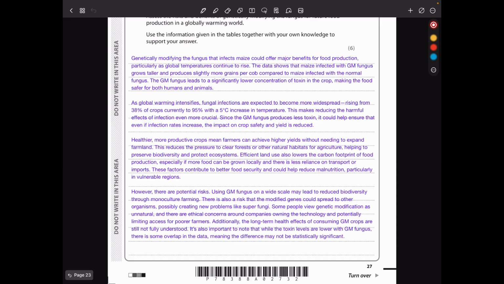Some people view genetic modification as unnatural, and there are ethical concerns around companies owning the technology and potentially limiting access to poor farmers. Additionally, the long-term health effects of consuming GM crops are still not fully understood. It's also important to note that while the toxin levels are lower with GM fungus, there is still some overlap in the data, meaning the difference may not be statistically significant.